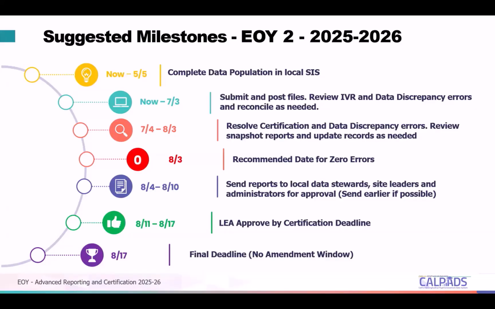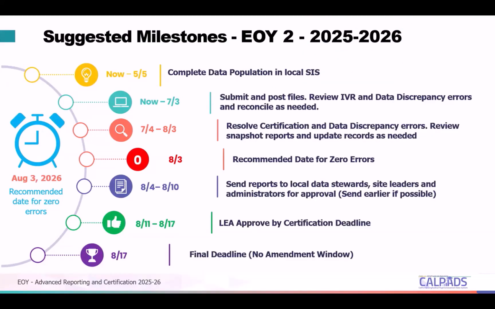Again, by May 5th, you want to complete your data population and start submitting your files. By beginning of July, you should have all of your files uploaded. And then after that, work on resolving your certification and data discrepancy errors. And so by August 3rd, you should have 0 fatal errors and certification errors, right?